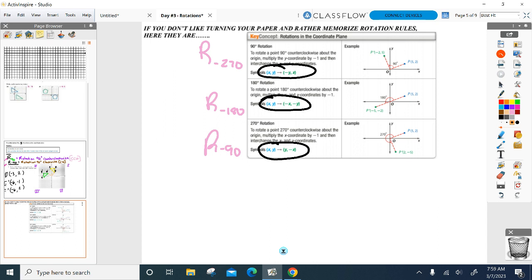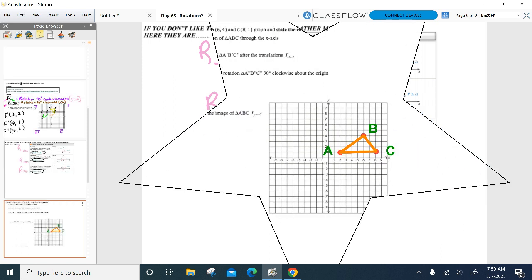All right. Questions? Again, this is only for people that want to memorize instead of turning their paper. It's your call, whatever you're most comfortable with. All right, what do you say?